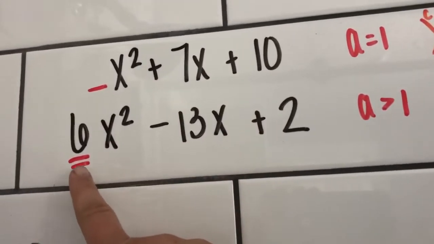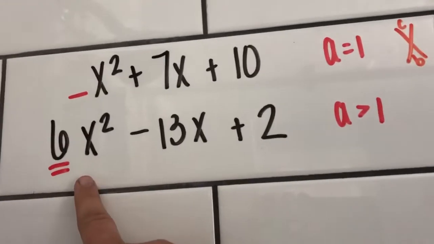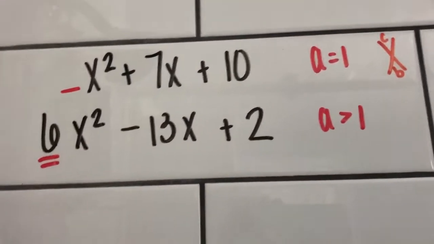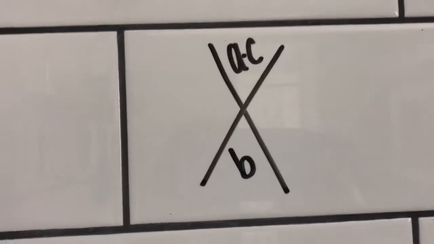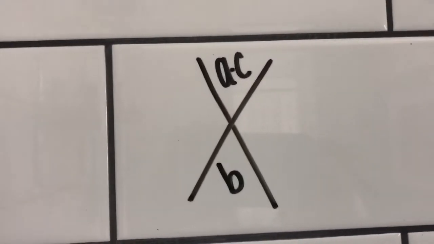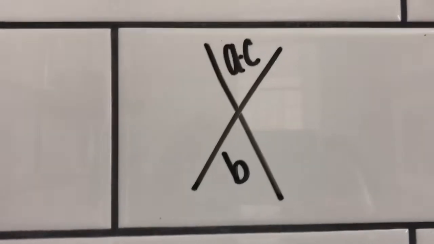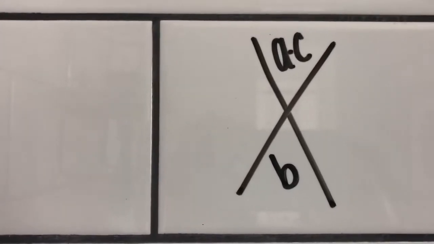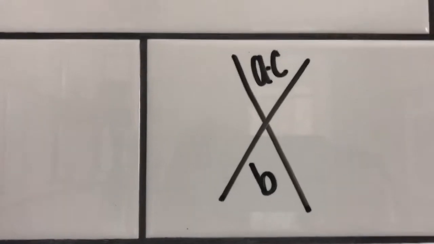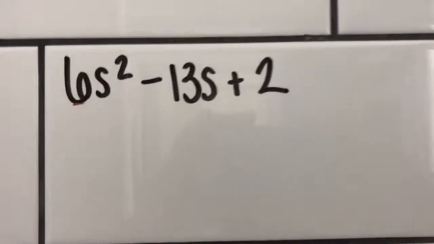So when we have a leading coefficient that is not 1, we need to do something a little bit different with our x. And for this, we're going to do a times c on top. We need to account for that leading coefficient that is no longer a 1. So we're going to multiply a times c on top. We're going to keep b for our bottom still. So we're just going to jump into that first example now.